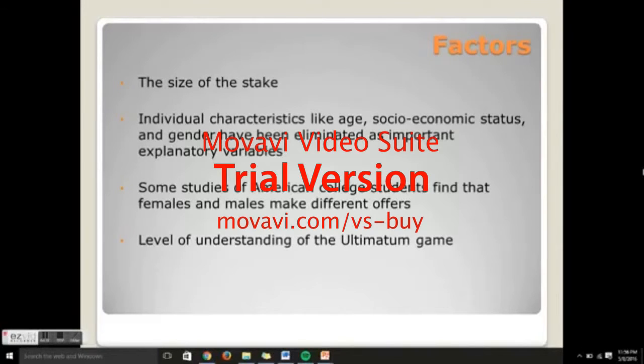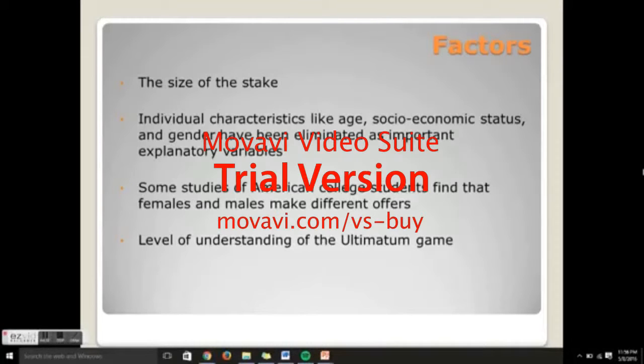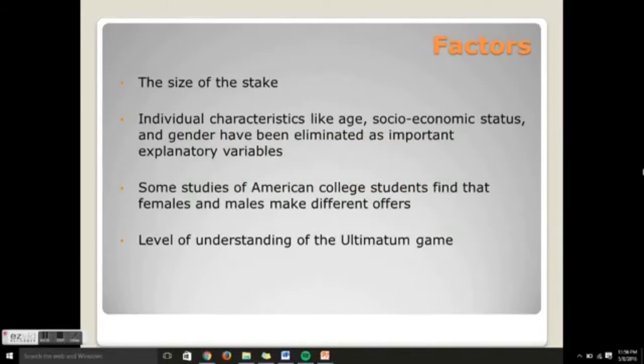Another thing to consider: individual characteristics like age, socioeconomic status, and gender have actually been eliminated as important explanatory variables. There are more examples below that we're going to look at, but here's one, for instance. There was a study done in a village where the responder was given initial wealth or no wealth at all, and the differences in the results didn't really change much. There were a few cases where a responder with zero initial wealth rejected lower offers, because they thought they would get more since they had nothing to begin with.